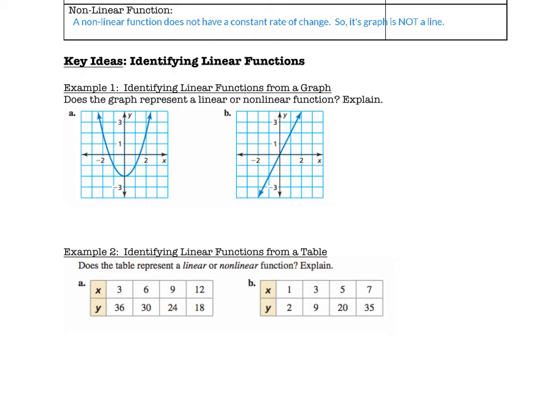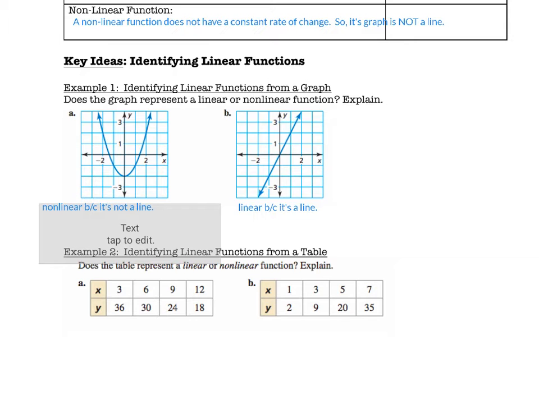Key ideas. Identifying linear functions. In example 1, we need to find out if the graph represents a linear or a nonlinear function and explain. So when you look at graph A, is that a straight line? And the answer is no. So A is nonlinear because it's not a straight line. Letter B, when you look at letter B, that is a straight line, so that function is linear. So write down nonlinear because it's not a line under A, and linear because it's a line under B.